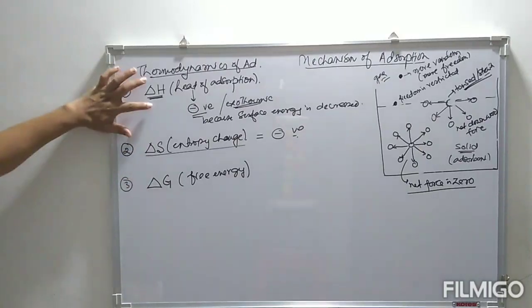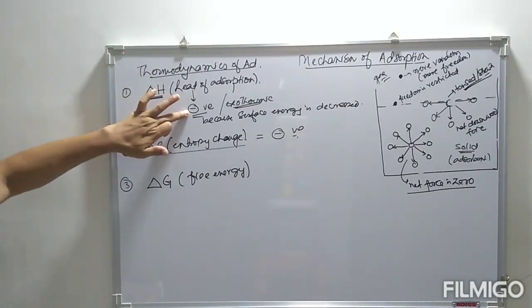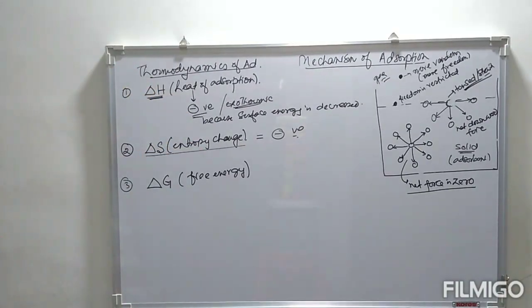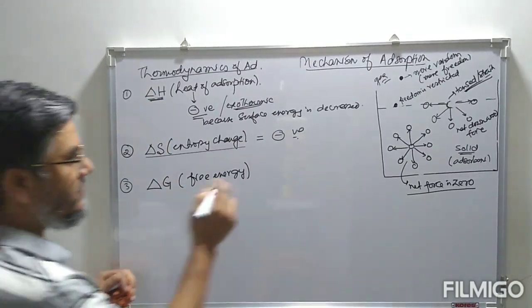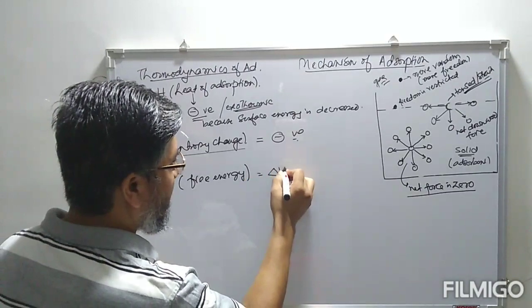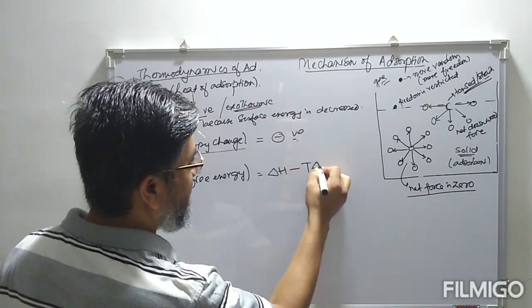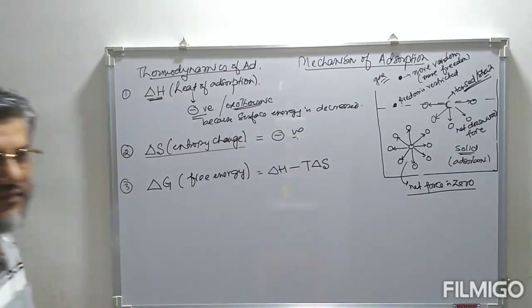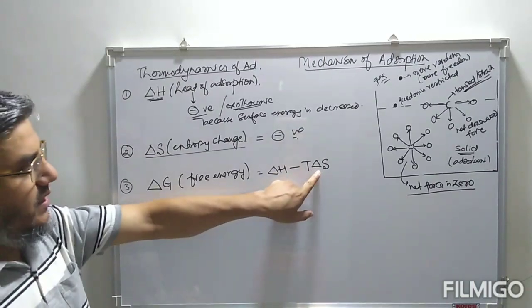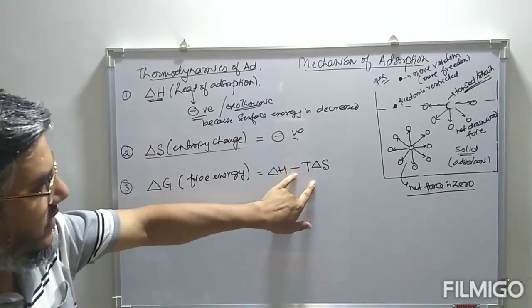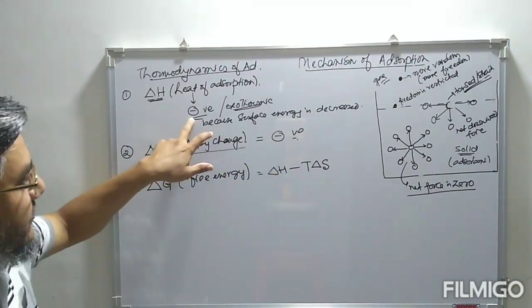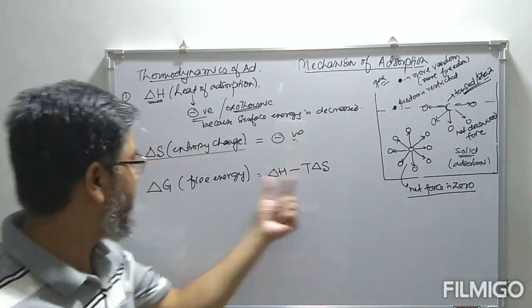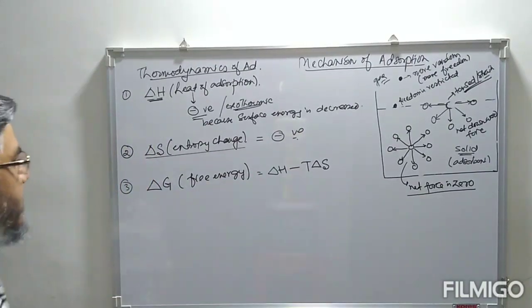So now look at this, we have delta S negative. The combination of these two gives another thermodynamic parameter, that is delta G, which is defined as delta H minus T delta S. So delta S is negative, so negative T delta S comes out to be positive, delta H is negative, so this difference has to be negative for a process to be spontaneous.